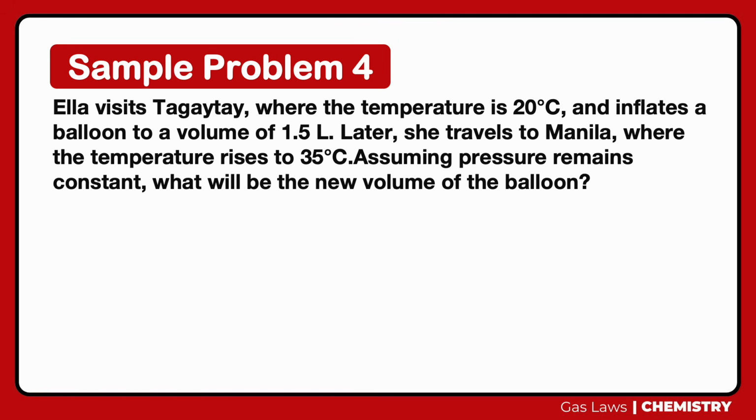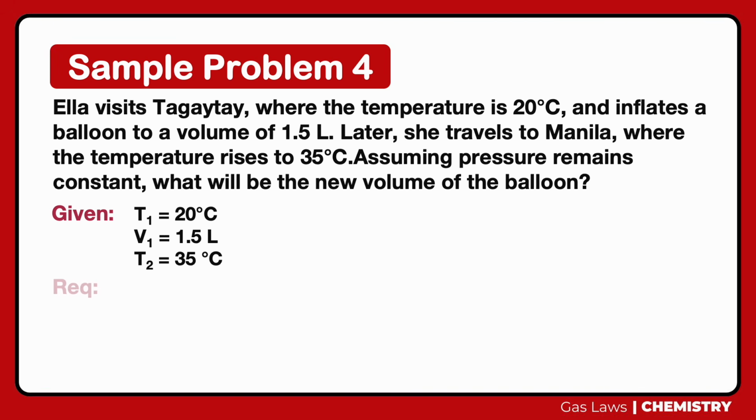This problem follows Charles' law, which states that volume of gas is directly proportional to its temperature when pressure is constant. Step 1 is to identify the given values. The initial volume is 1.5 liters. The initial temperature is 20 degrees Celsius. The final temperature is 35 degrees Celsius.